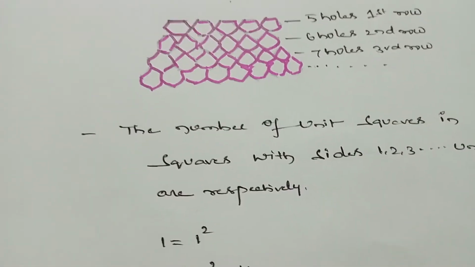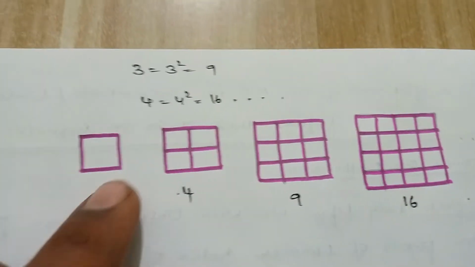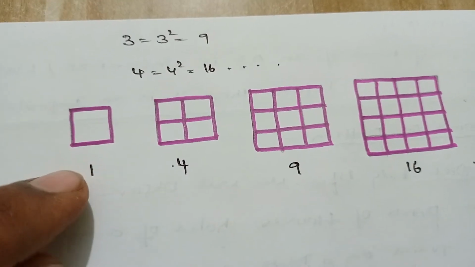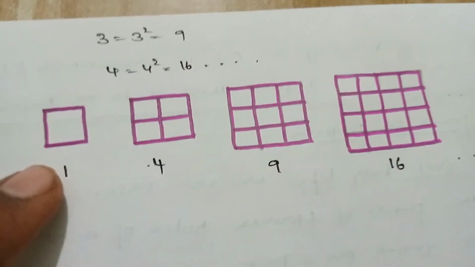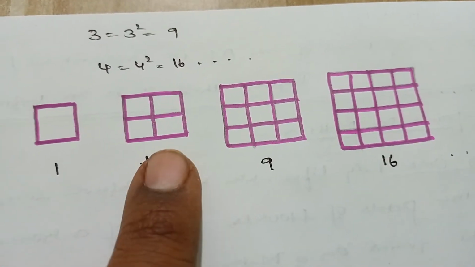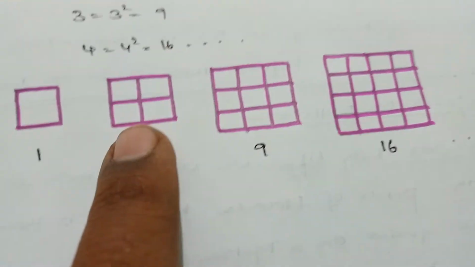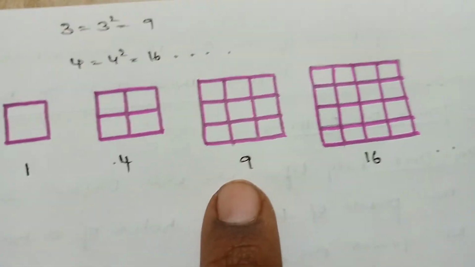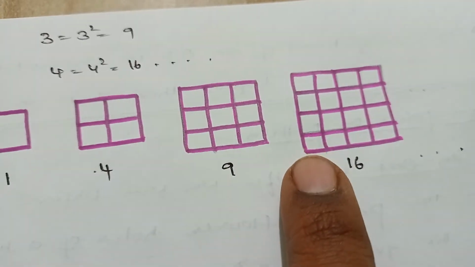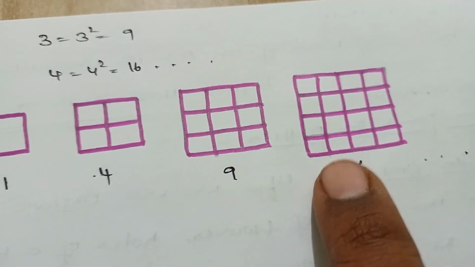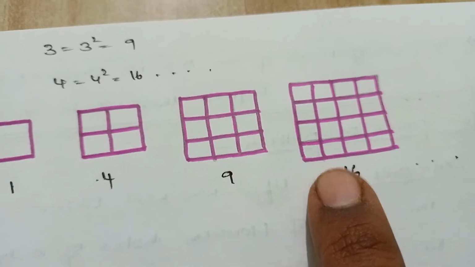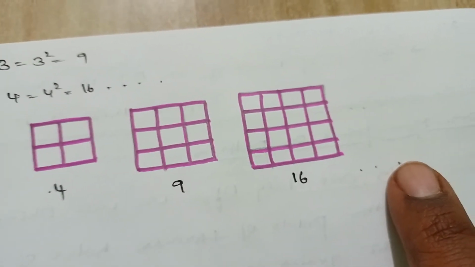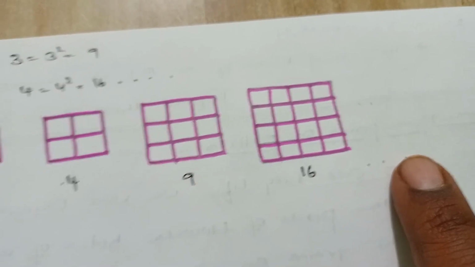Similarly, what is mentioned here? For one side, 1 square. For two sides we have 4 squares, nothing but 4 boxes. For 3 sides we have 9 boxes, nothing but 9 squares. For a 4-sided figure we get an area of 16 square boxes. For 5 sides we'll get 25 squares or 25 square unit boxes.